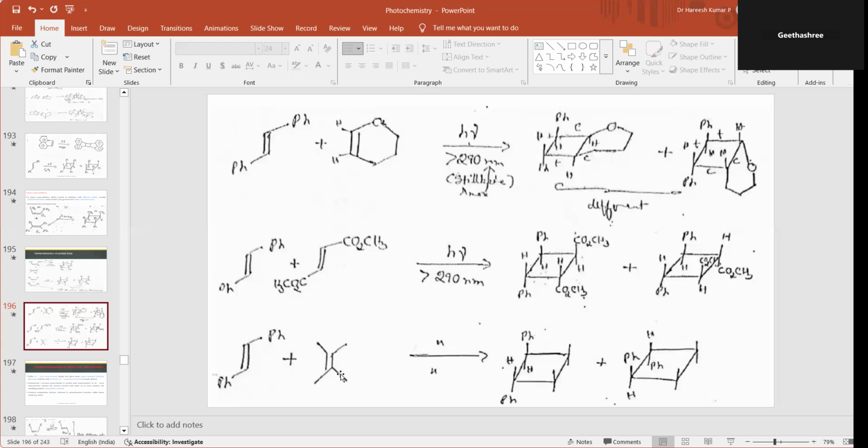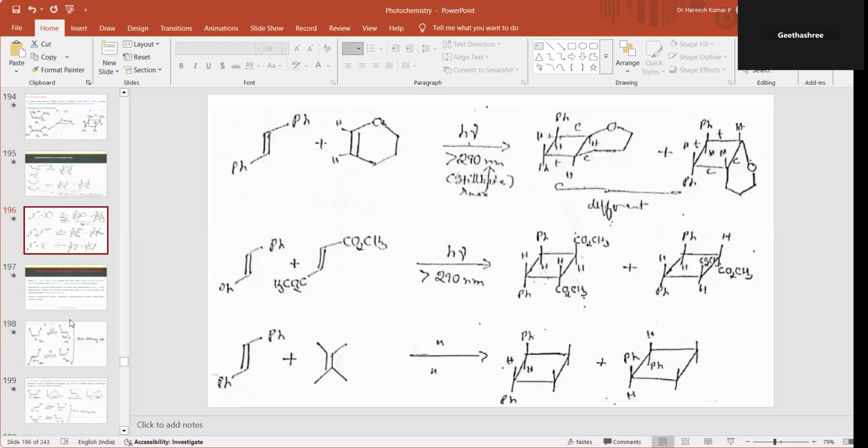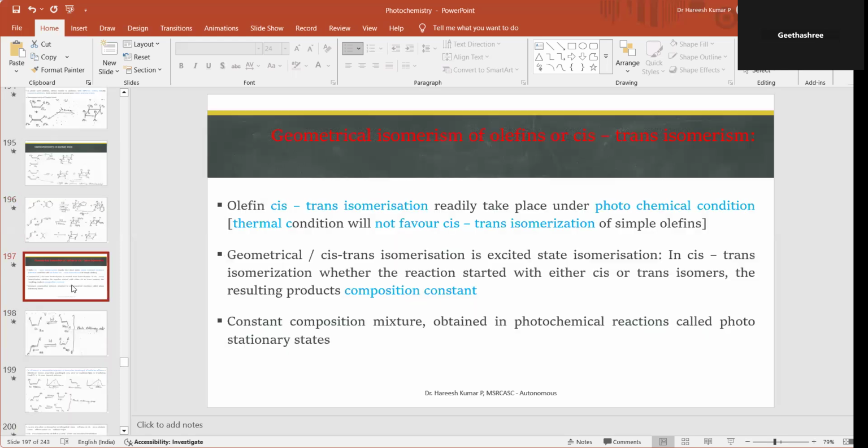Here also it is possible to get two products. Here, the two products are because of the stilbene orientation. So in this one, the stilbene configuration is retained. Here, the stilbene is oriented in a different way to form two different products. Then I will go to the next slide.